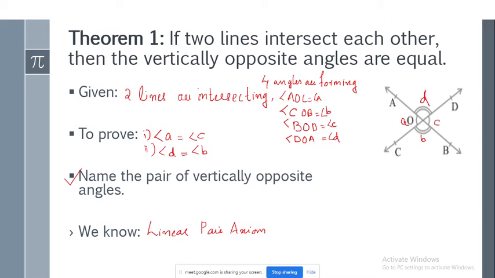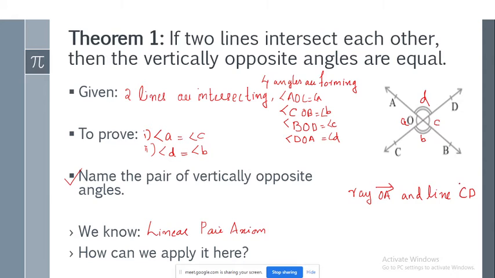Now let's take one ray and one line. Let us take this ray, ray OA. Consider this ray, and the ray OA is standing on the line CD. So, line CD. Yes, ma'am. Let us take ray OA and line CD, that is this portion. Now apply the linear pair axiom and tell me what result you get. Angle AOC plus angle AOD is equal to 180 degrees, ma'am.